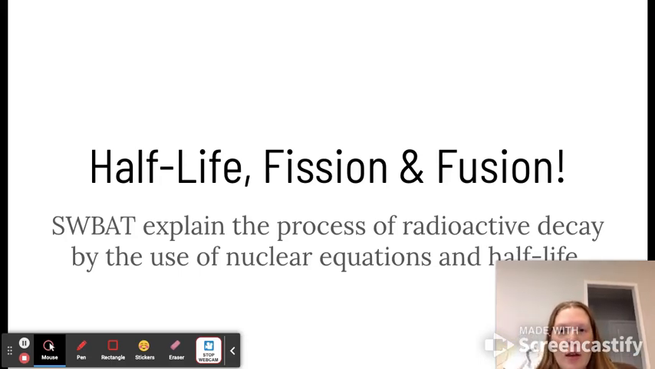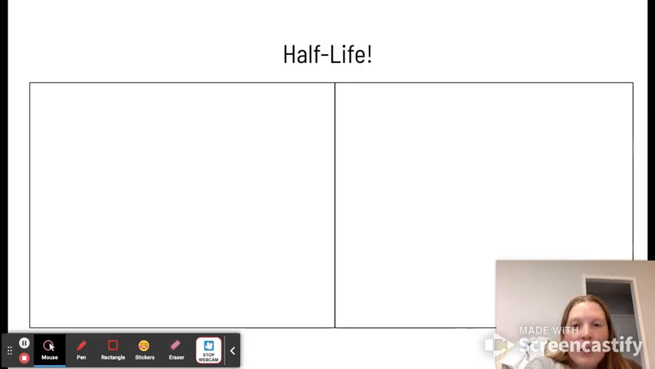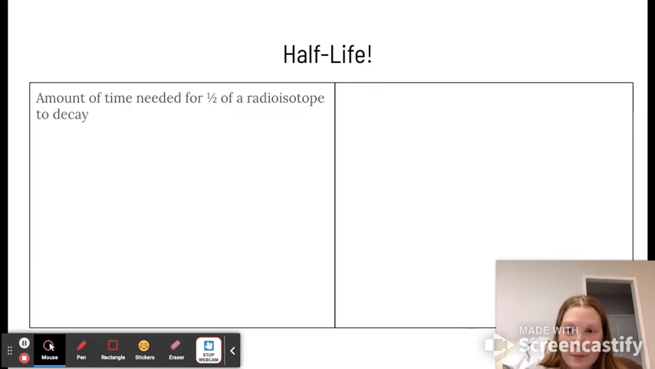Everyone, this is our lesson on half-life, fission, and fusion. By the end of this lesson, you should be able to explain the process of radioactive decay, specifically with half-life. So let's talk about what half-life is.